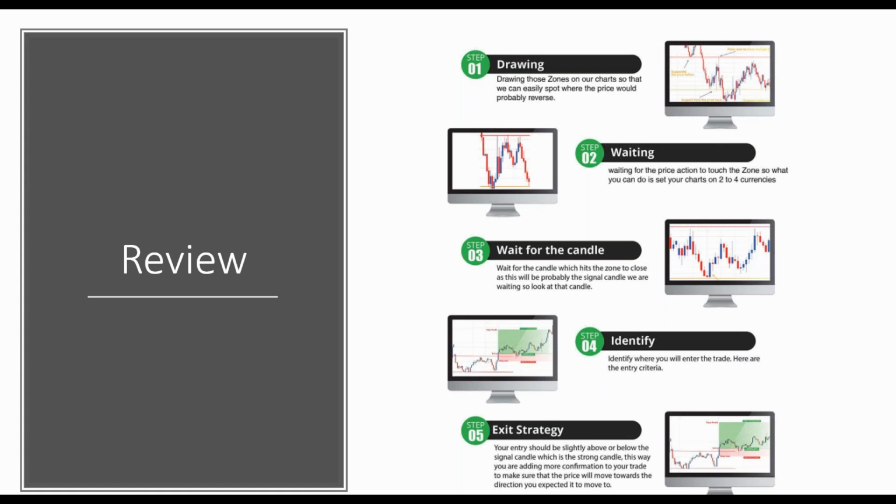Because you'll notice as prices move between the zones, and you're usually looking at the euro US dollar, most likely the euro pound is coming close too, because they're all moving. Cross currencies tend to move with the same, not magnitude, but if the euro is very strong and pushing up, so is it against the crosses. Then we want to wait for the candle which hit the zone to close, as this will probably be the signal candle we are looking for.